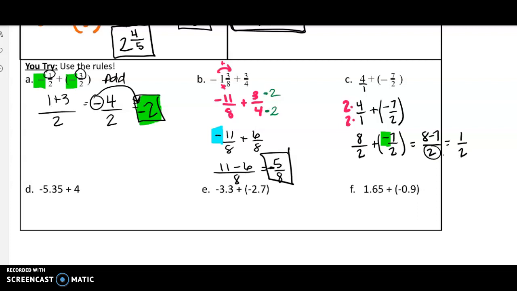I keep my denominator the same. And then my answer is going to be positive because my fraction was bigger. That was positive. So 8 over 2 is bigger than 7 over 2. So my answer is positive.